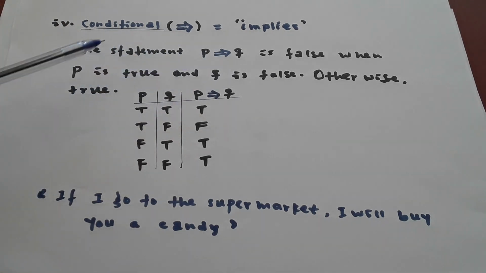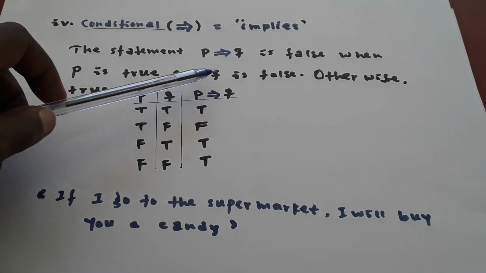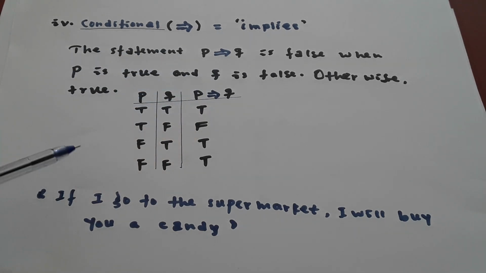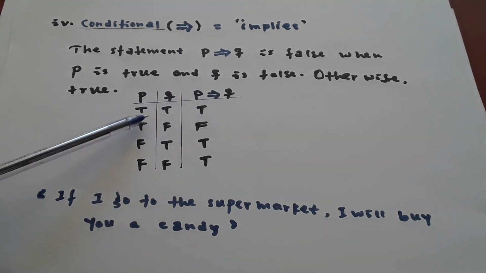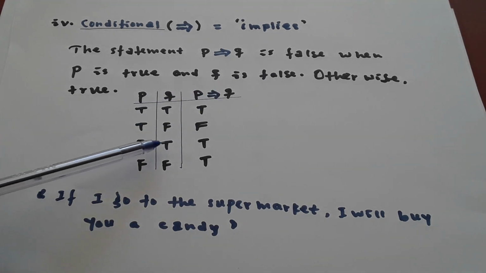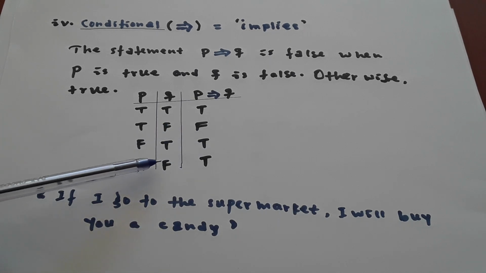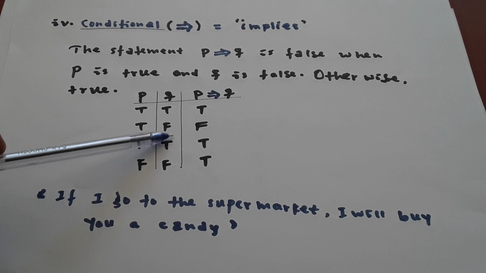This statement is false when P is true and Q is false, otherwise true. So we have P, Q, P implies Q: true, true is true; true implies false is false; false implies true is true; false implies false is true. Obviously, this statement is equivalent to the negation of P or Q. Logically equivalent, we mean they have the same truth value.